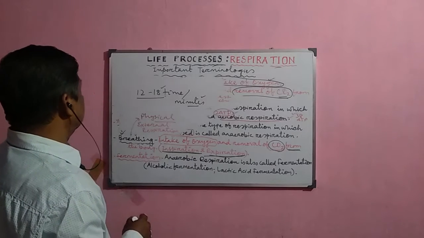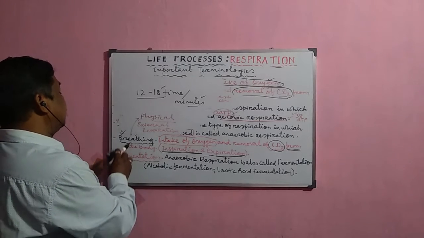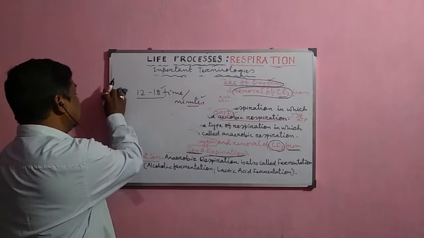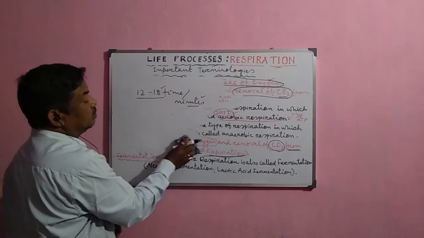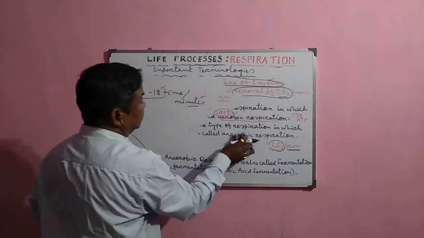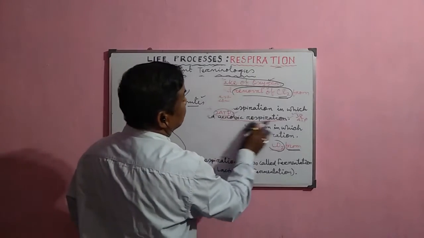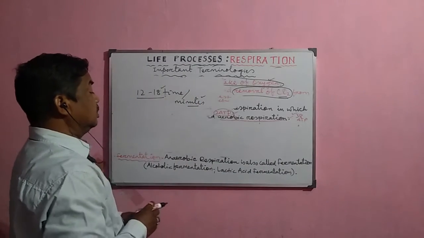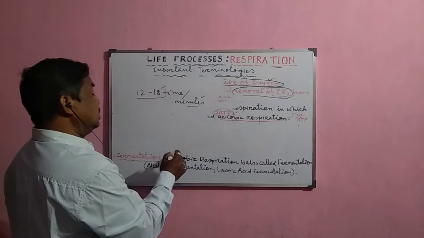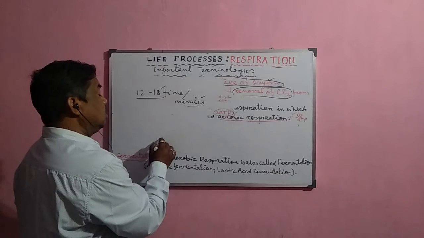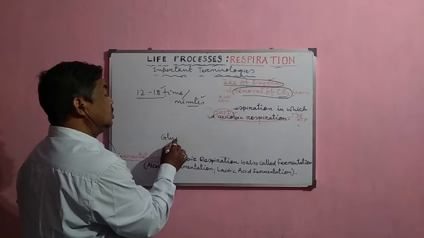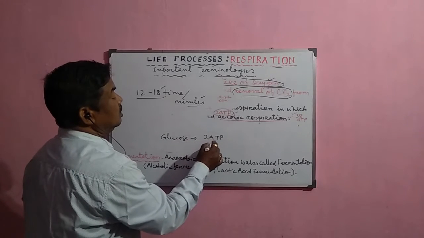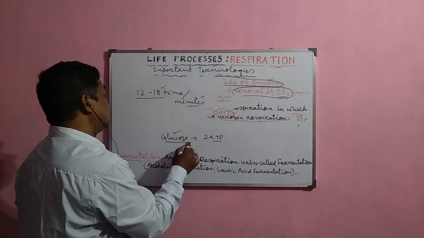Now next one, that is the fermentation. Then what is this fermentation? This fermentation is the other term used for anaerobic respiration. And during this anaerobic respiration, what happens? The oxygen is not utilized. So when oxygen is not utilized, then the energy released from the food material like glucose is very less. Only 2 ATP molecules are produced from 1 molecule of glucose.